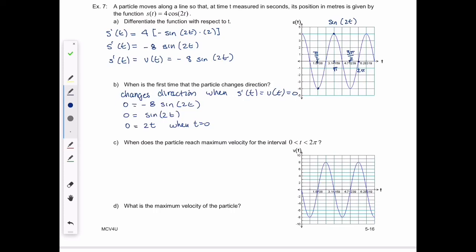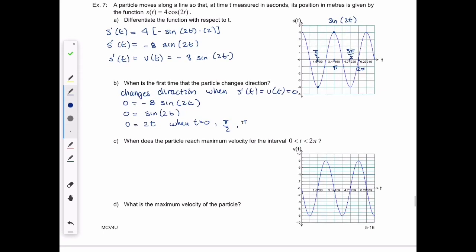When it changes direction, pi over 2. When it changes direction up here, which is going to be pi. Changes direction down here, which is 3 pi over 2. But it's asking for the first time. So therefore, we're not going to count 0, so we're going to count the first time, which is equal to pi over 2, the particle changes directions.